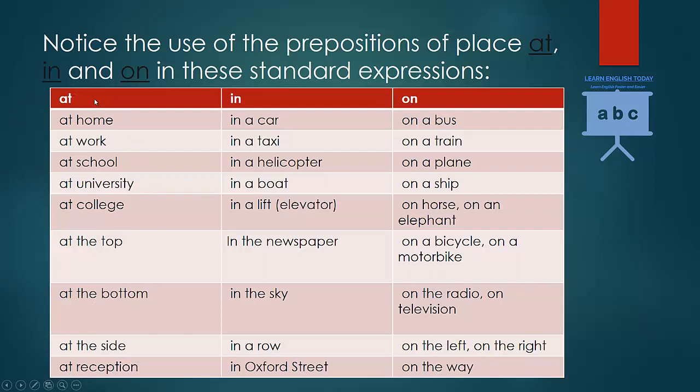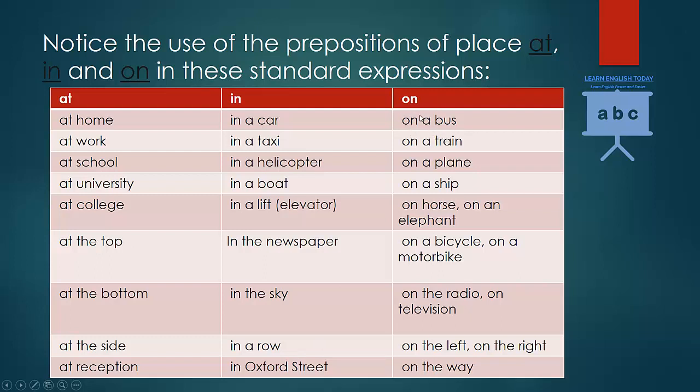The next, in. In is used mostly for small vehicles. For example, a car. In a car. I'm in a car. In a taxi. So the car and taxi both are small vehicles. Next, in a helicopter, in a boat, in a lift or elevator, in the newspaper, in the sky, in a row, in Oxford Street.